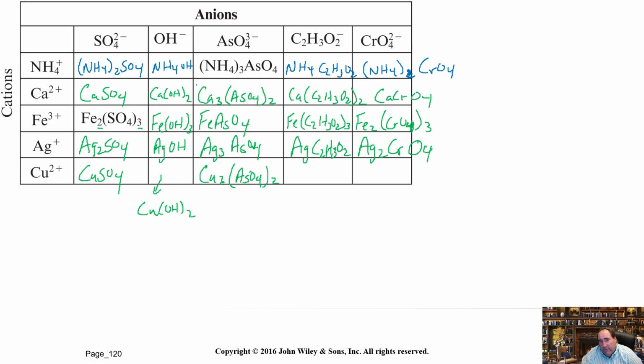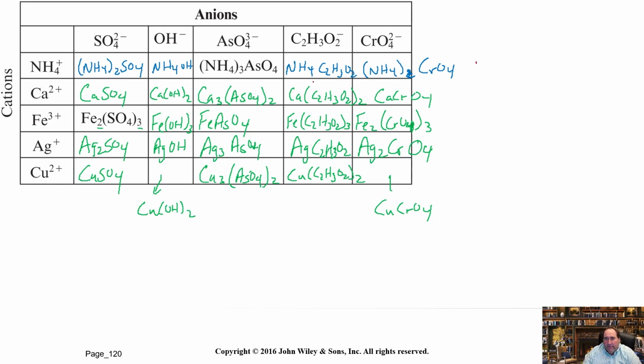Next one, +2, -1. I will need parentheses here for my acetate. And I will need a 2. And lastly here, +2, -2. So we'll just go down here. Cu, 1 of each of those should do me. And we should be good. All right, so let's talk about actually naming here. Hopefully you did good on those boxes with the formulas.